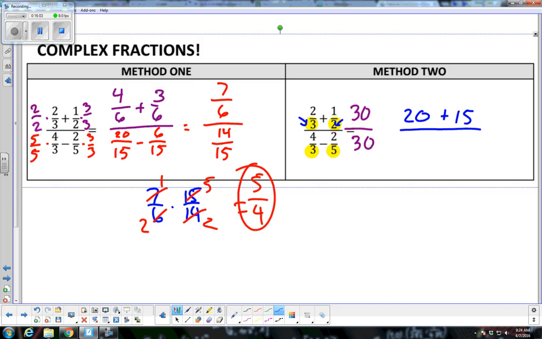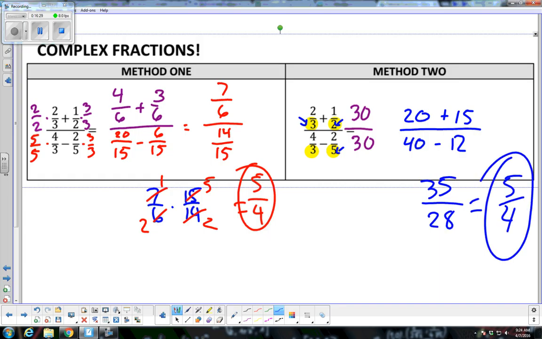And then 30 to this 5, we know that's going to cancel to a 6, right? So that's going to be 2 times 6, which is 12. Okay, so putting that all together, we're in pretty good shape. That's just going to be 35 over 28, and what do you know? That reduces down to 5 over 4. And how much easier was that? That was a little bit easier, if you ask me. Find the common denominator for all of the denominators, and then go ahead and multiply by that.